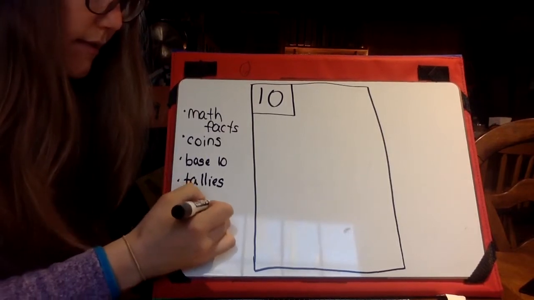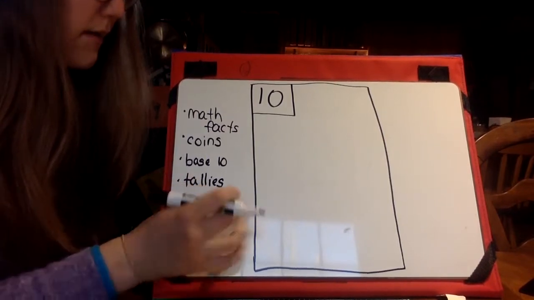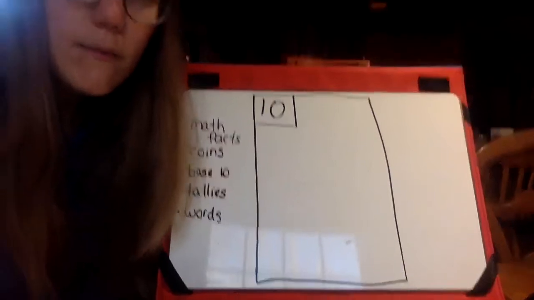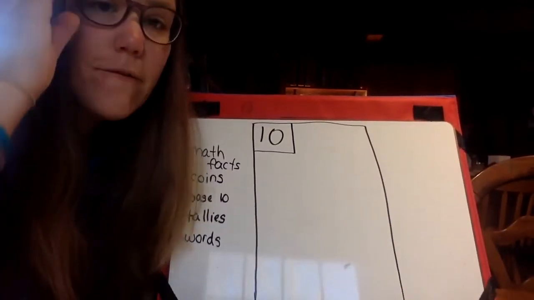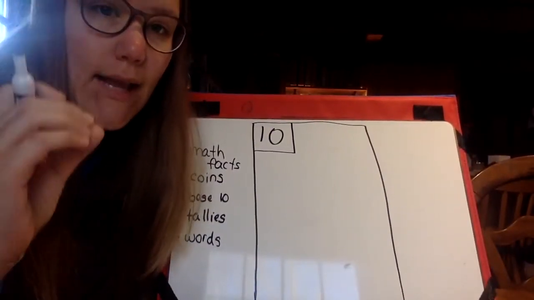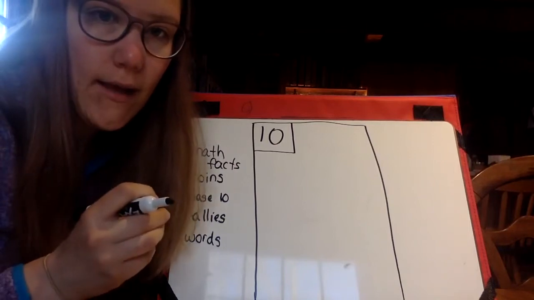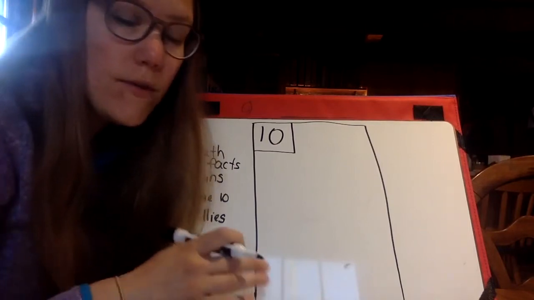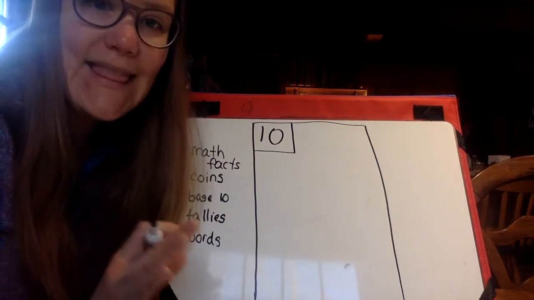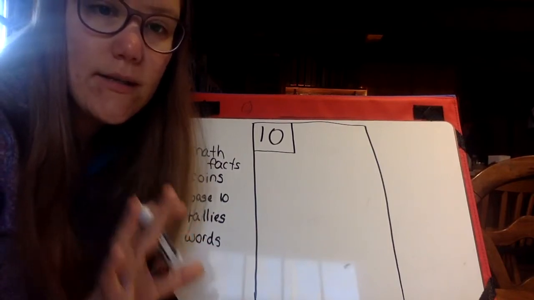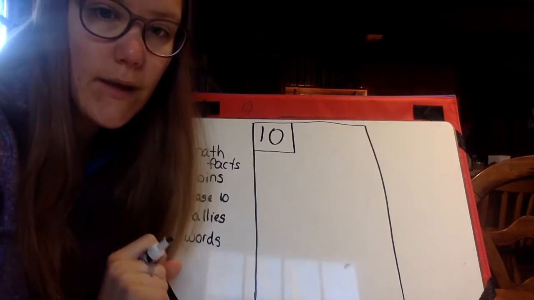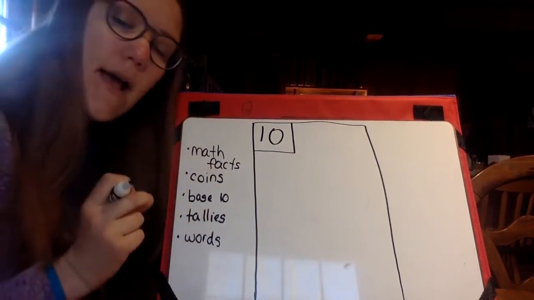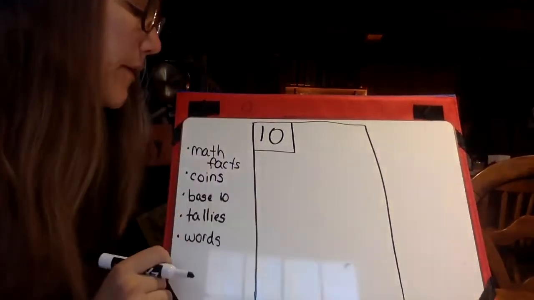So in this box, I am going to think of at least 5 different names for 10. Okay, and when you make your own box for the number 5, I need you to show me at least 5 different names for the number 5. So at least 5 different names for the number 10.